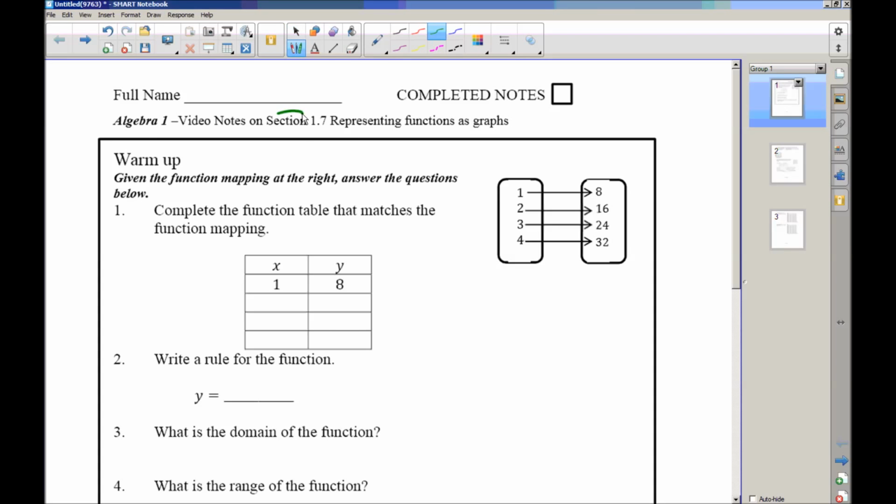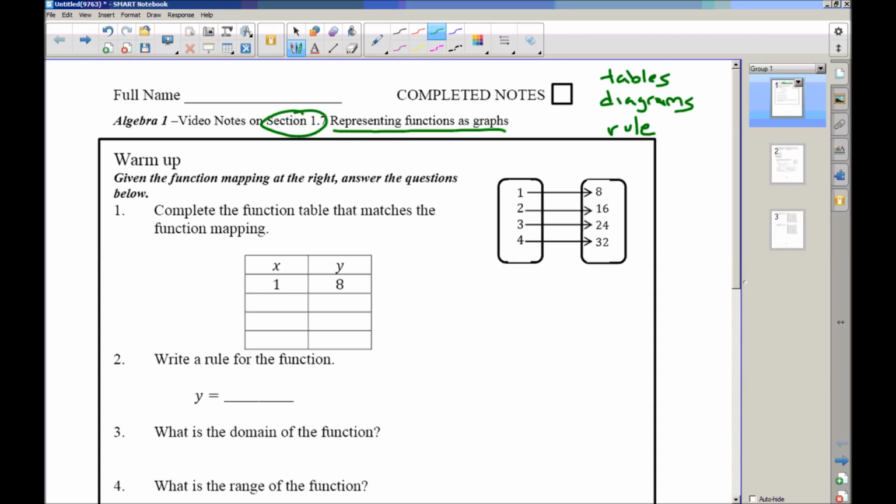Today we're covering section 1.7, representing functions as graphs. So we've already seen functions represented as tables, as mapping diagrams, and as a rule. Okay, so we're adding graph to this today.